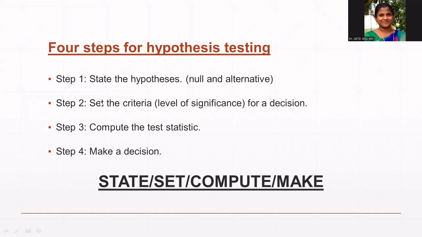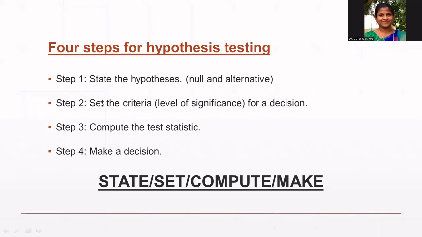So how much percentage are you going to believe the null hypothesis? You can say, I'll be believing that at 95%, or I'll be believing that at 90%. So you have to set the criteria. Then you have to compute. There is a z-score that we are going to use in this hypothesis testing. You have to compute and then you have to make a decision.